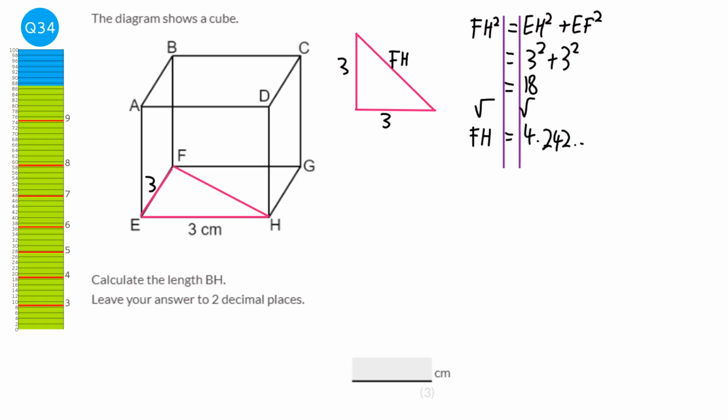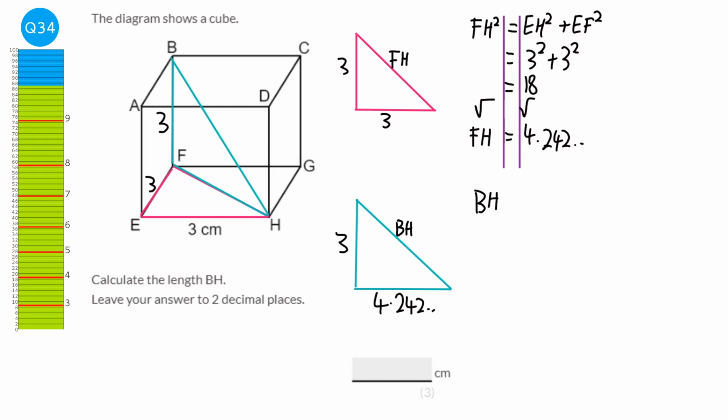Okay, next thing we're going to do is we're going to create another triangle. We're looking for BH, so we're looking for this one here. So we're going to create a triangle like so. And let's draw it in as a 2-dimensional triangle. Now again, it's a cube, so this length here is going to be 3. We've just found the bottom one, which is 4.242, and so on. I'm going to keep it in my calculator so I can have some precision. And we're looking for BH, which is this one here. So we're going to be using Pythagoras again. Why not?